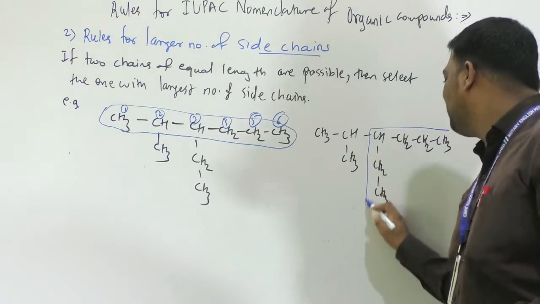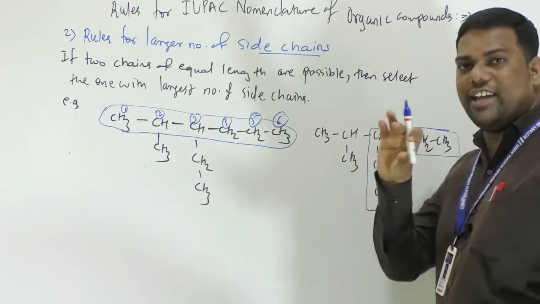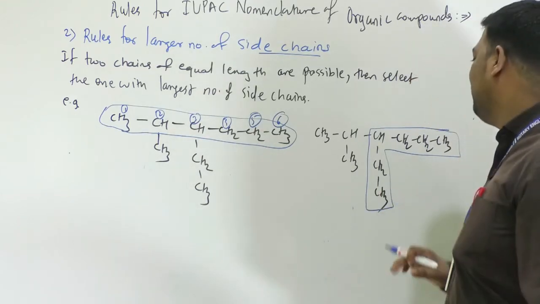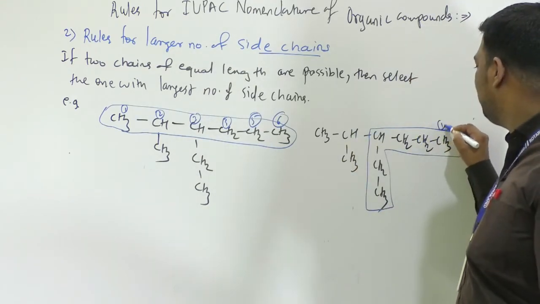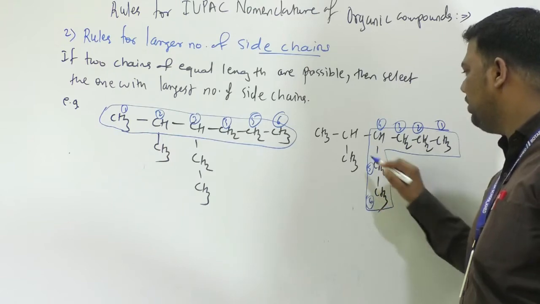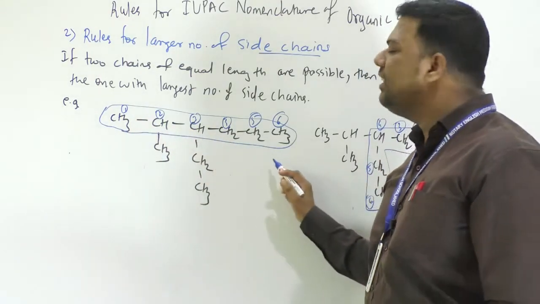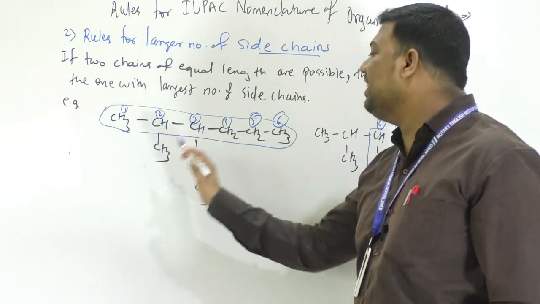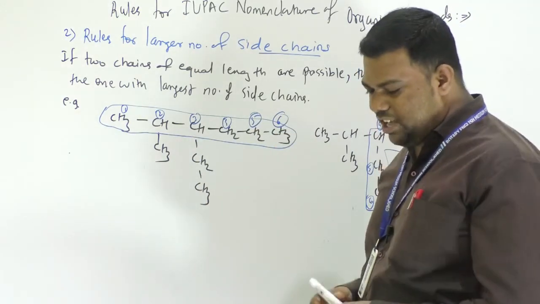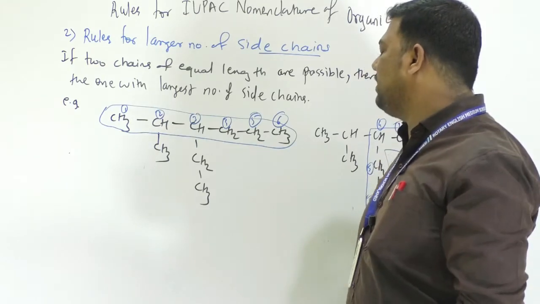Suppose we consider a chain like this, but we have to select the longest chain in which we get the maximum number of side chains or substituents. If you count like this, 1, 2, 3, 4, 5 and 6, you will get only one substituent. But if you count like this, you will get two substituents, methyl and ethyl. Then the question will arise whether numbering starts from this carbon atom or this carbon atom.